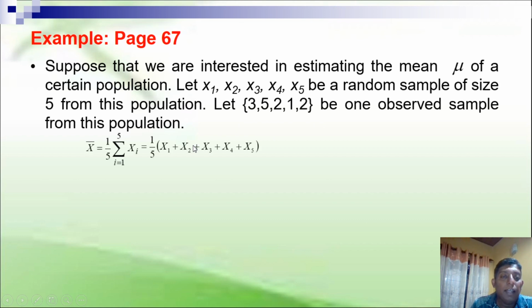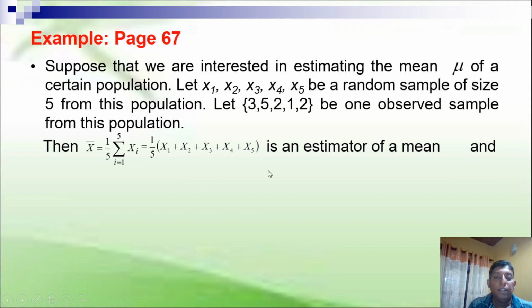Then see how you calculate the sample statistic x bar. Just add these 5 values and divide by 5. This is the estimator x bar. This is the estimator for the mean mu. Then using this estimator we can calculate the point estimate: just add these 5 values, then divide by 5.